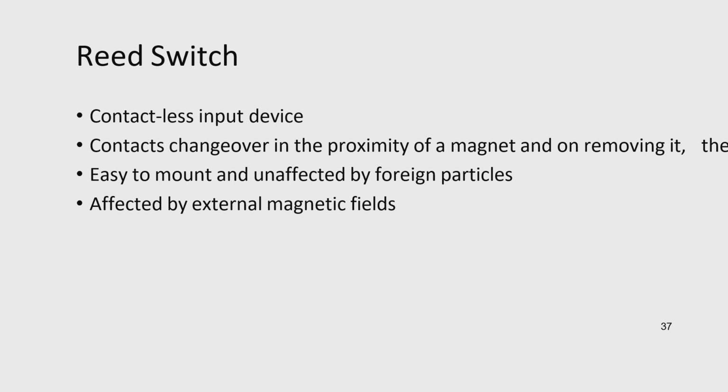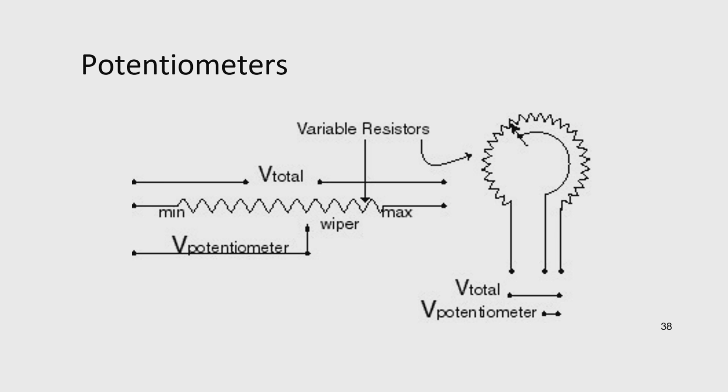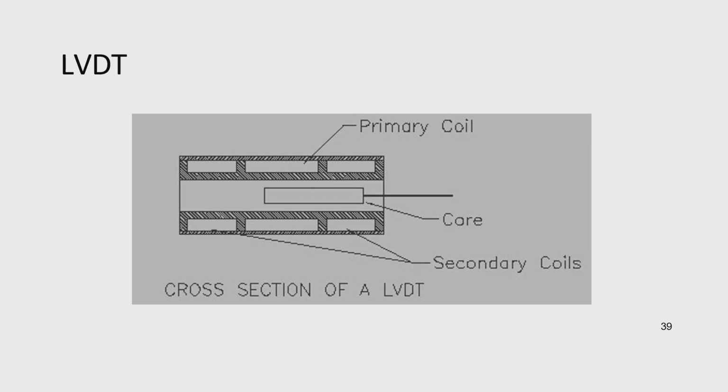We can have a reed switch, which is basically a contactless input device, and contacts change over in the proximity of a magnet. This is also a reed switch. Then a potentiometer simply measures how much rotation has taken place. So there is a potentiometer, and this is going like this. Finally you have the LVDT. LVDT is well known to you, the linear variable differential transducer.